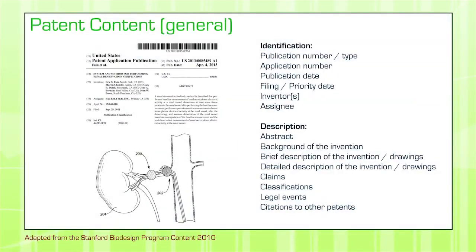The description block is a little bit more complex. It includes an abstract almost always, a background of the invention, a brief description of the invention and the drawings, if any, a detailed description of the invention and drawings, all the claims, which you're going to see are the key feature in patent protection, the classification of the claims and patents, any legal events that have surrounded that patent, and citations to other patents or resources on which the patent relies.